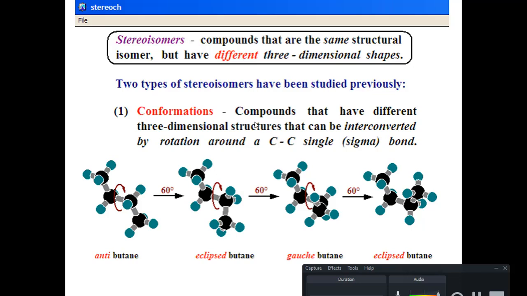The two that we've talked about so far have been conformations. Examples there were anti, eclipsed, and gauche butane. Conformations are compounds that have different three-dimensional structures, but you can interconvert them by rotating around the carbon-carbon single, or sigma, bond. In the anti, eclipsed, and gauche conformations of butane, they all have a CH3 attached to a CH2, attached to a CH2, attached to a CH3. So it's the same structural isomer.